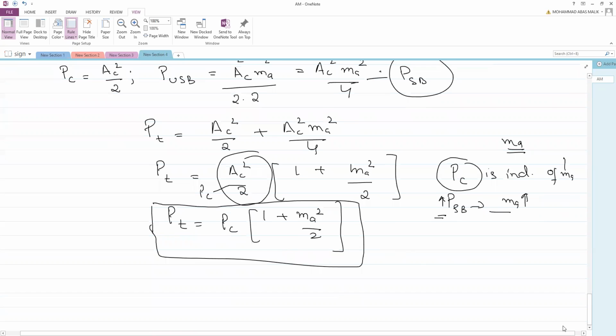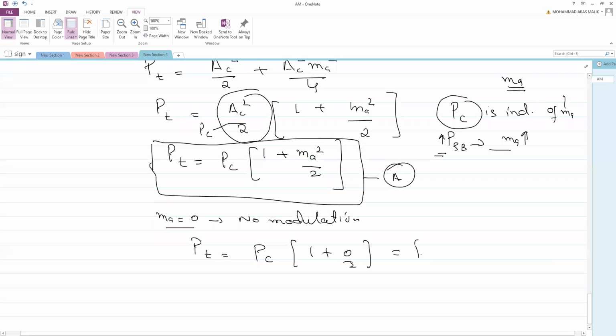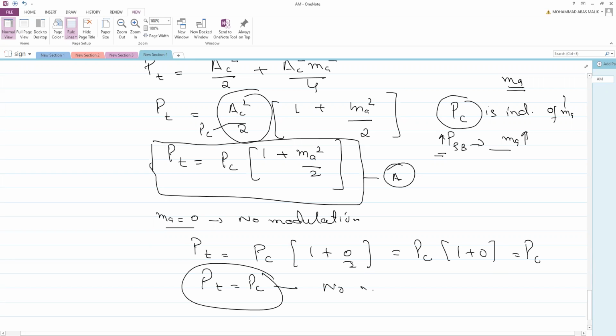Suppose one thing I will just conclude before going further. If you put the ma value equal to 0, that means the no modulation case, put this value in the above equation, equation A. Tell me the value. PT will then be equal to, anybody? PC (1 plus 0² divided by 2), 0 divided by 2. What is the value? PC (1 plus 0), so this will be PC. So total power will be equal to carrier power. And that means there is no modulation, because you are transmitting only the carrier, but we need the transmission of your message signal m(t). So there's no modulation in this case.